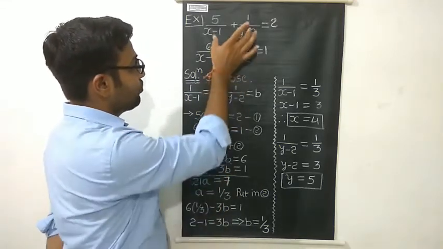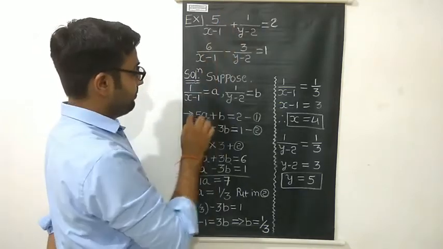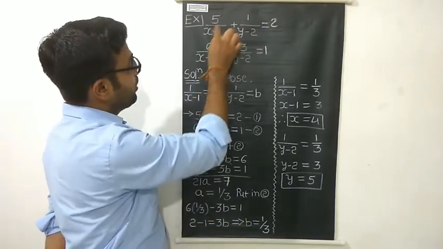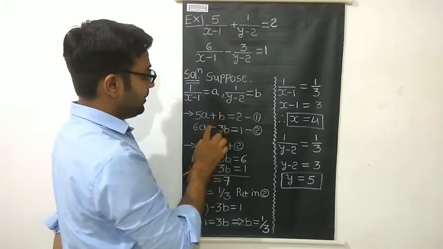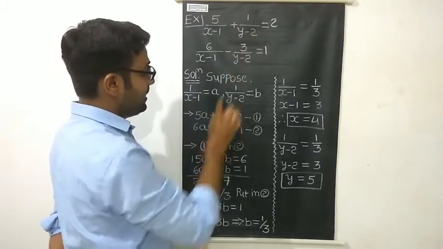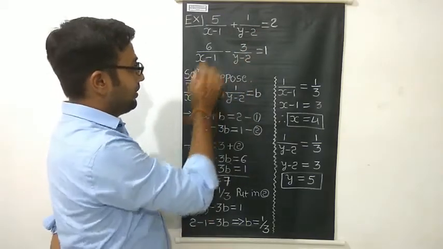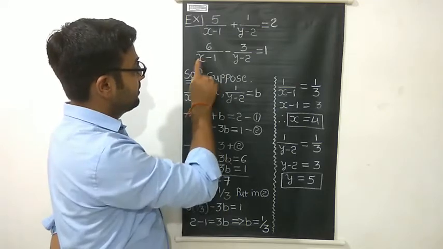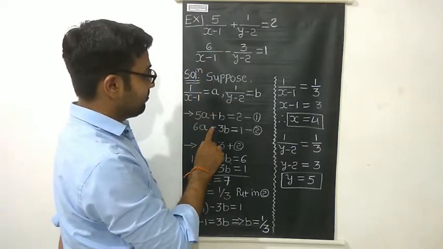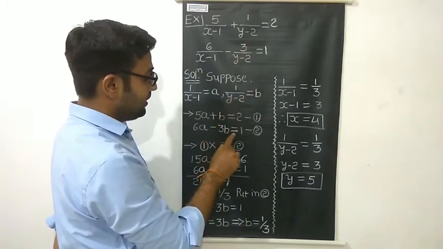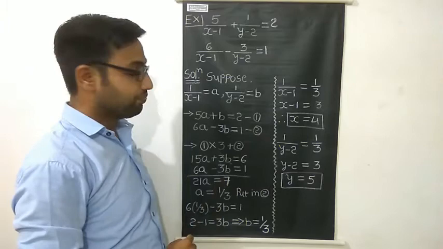So applying this to both these equations, what will we get here? 5 remains the same as it is. Now 1 upon x minus 1 is a. That is why 5a plus b is equal to 2. Applying here, we will get 6, and 1 upon x minus 1 is equal to a, so 6a minus 3b is equal to 1. So this is our equation number 1 and 2.